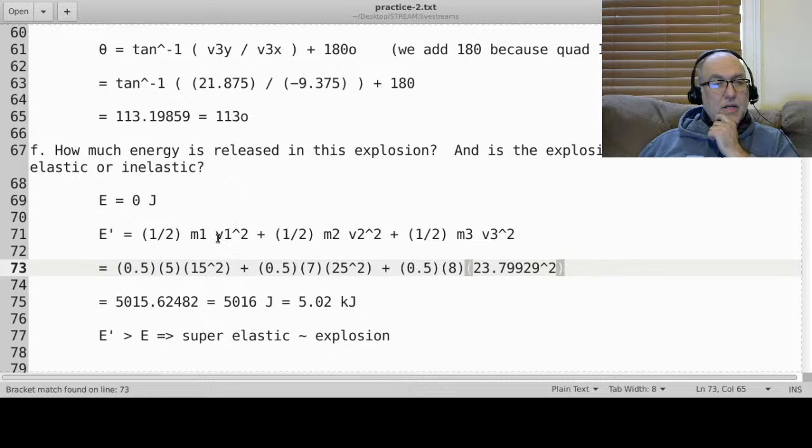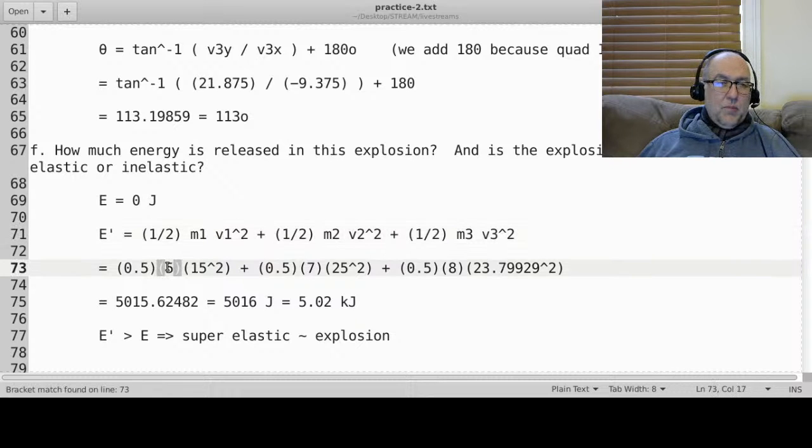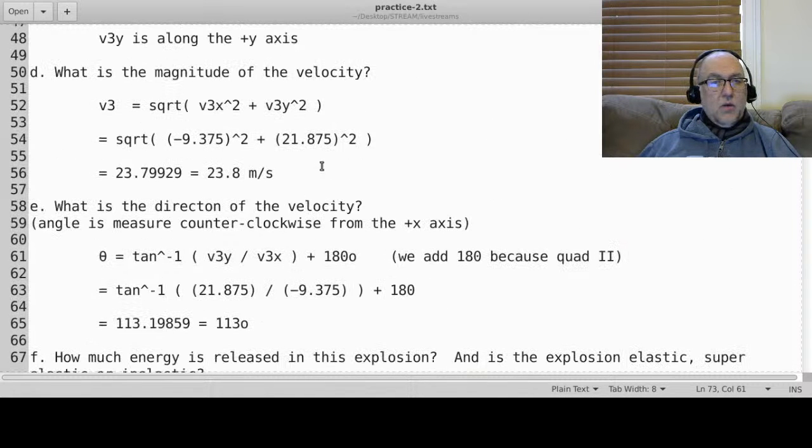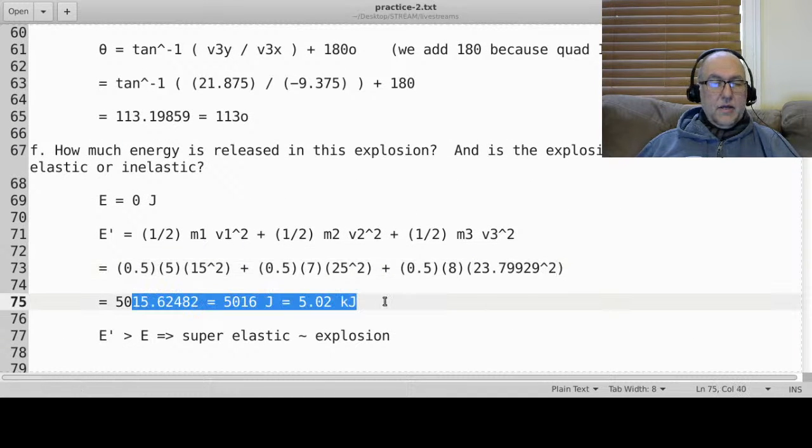Now, just a point here, that v1 is just the magnitude. When it comes to energy, you don't have to worry about the direction. Actually, that's what the square does. The square makes any signs or directions go away. So you just ask, how fast is m1 moving? How fast is the 5 kilogram moving? 15 meters per second. Great, just 15 meters per second squared. How fast is the second one moving? 25 meters per second. It doesn't matter that this one's along x and this one's along y, so it's just 25 squared. And then the last one we found was traveling at 23.79929 and so on. And so you just put that in there and you work it out.